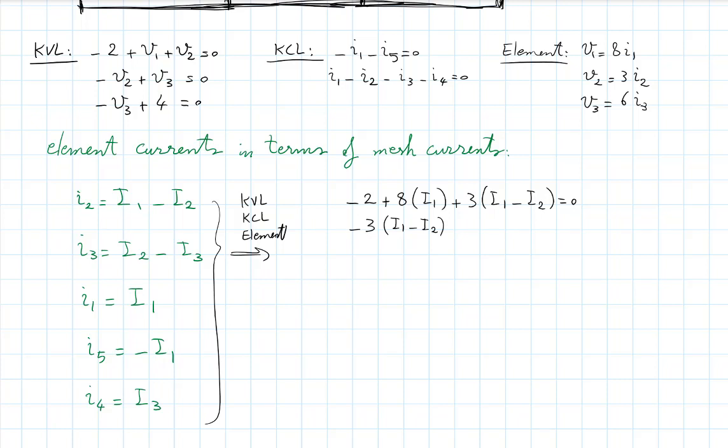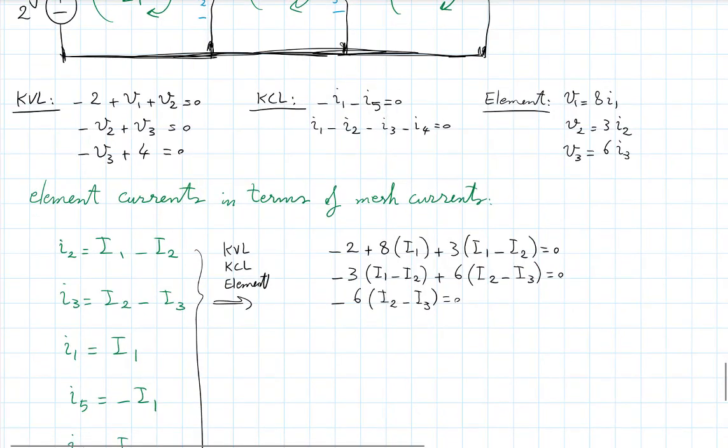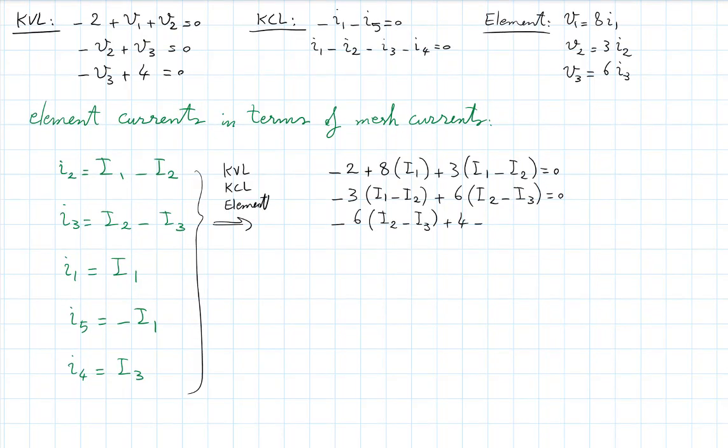big I1 minus big I2, plus V3, which is 6 times little I3, which is big I2 minus I3, equals 0. And finally, minus V3, which is minus 6 little I3, and little I3 is simply big I2 minus big I3, not equals 0, but plus 4 equals 0. So these are my KVLs. How about KCLs?